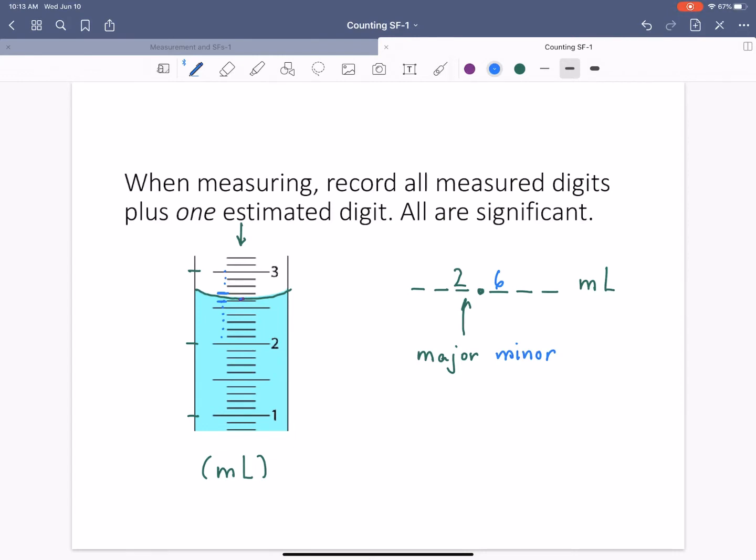And now we're going to estimate between the lines for the estimated digit. To the right of the tenths place, the next available place is the hundredths place. The hundredths is going to be our estimated place. And I would estimate that the distance between 2.6 and 2.7 was like 4/10 of the way. I'm going to call this 2.64. So my measurement here is 2.64 milliliters. Measured, estimated. There are 3 digits, 3 sig figs.